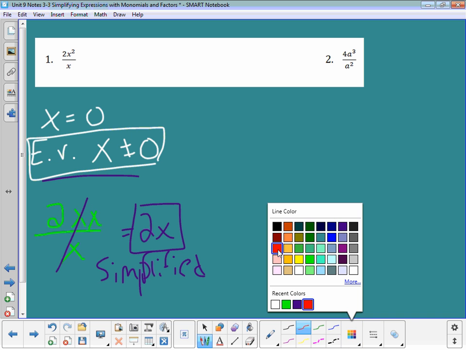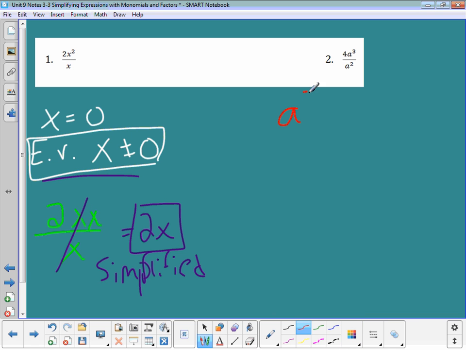So for number 2, we want to find the excluded value. So I have a squared is equal to 0. Now this is a little bit tricky. So here's what I'm going to tell you. If you have a thing that's just a letter, there's a 1 out front, even if there's an exponent, no matter what that exponent is, in order for this to equal 0, a has to be equal to 0. So my excluded value for number 2 is that a cannot be 0. So that's step number 1.